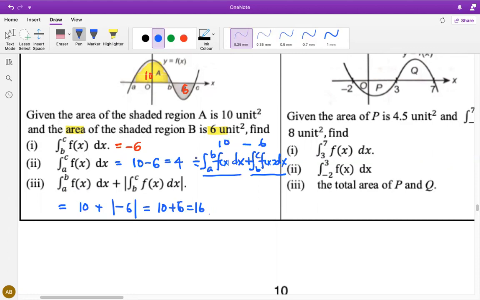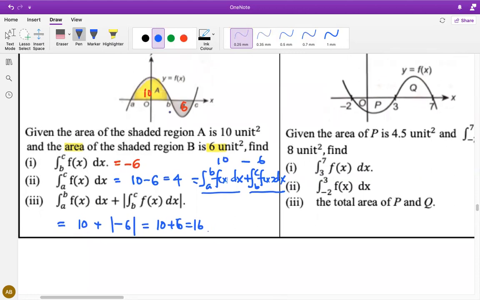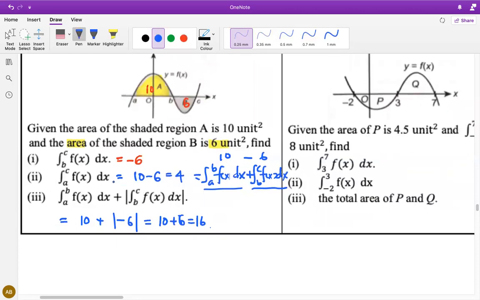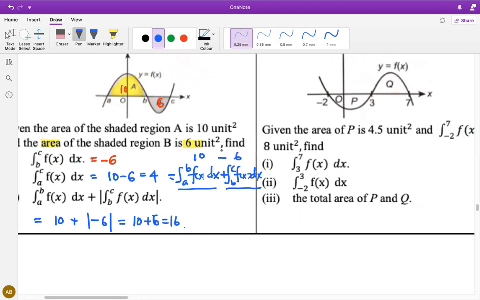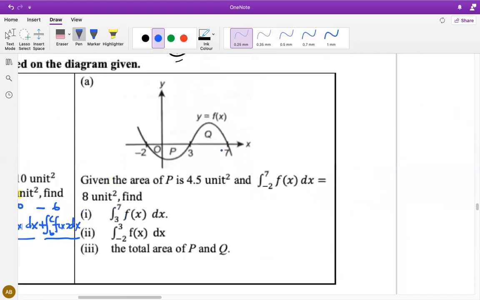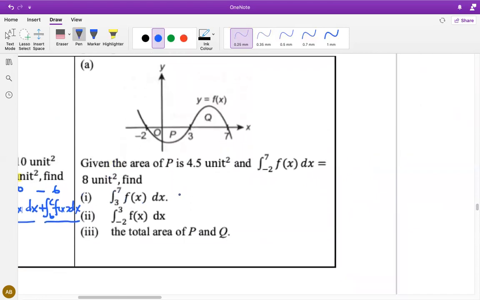Okay, so it's a bit different. You have to refer to the graph also. If the area is under the x-axis, then you put -6 if we want to find the value of integration. But for the area under the x-axis, if given the value of integration is -6, you have to change into positive, right? So remember. So let's see how to solve. You can try by yourself.